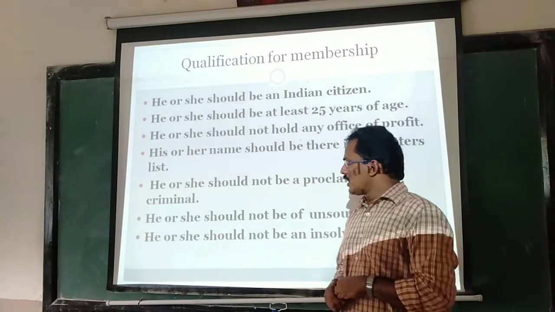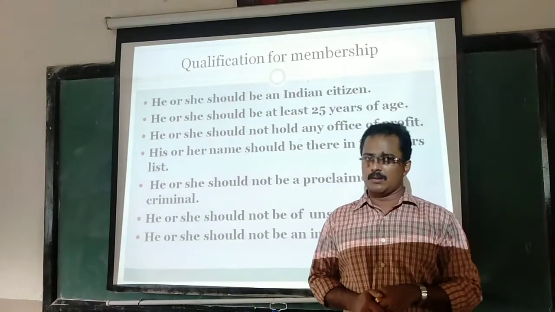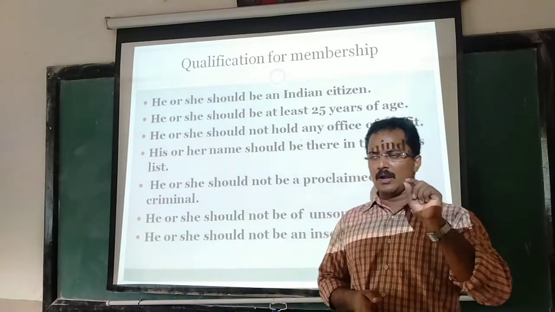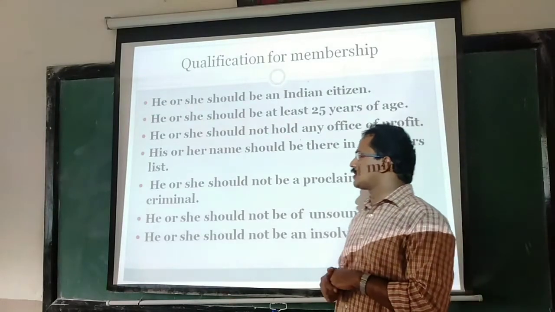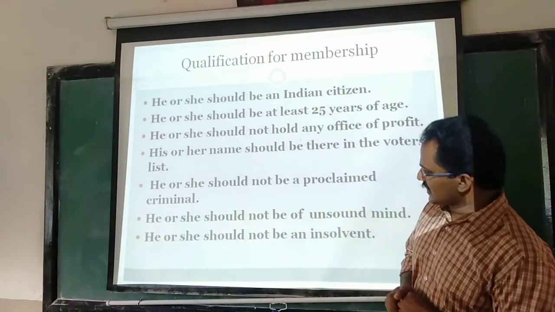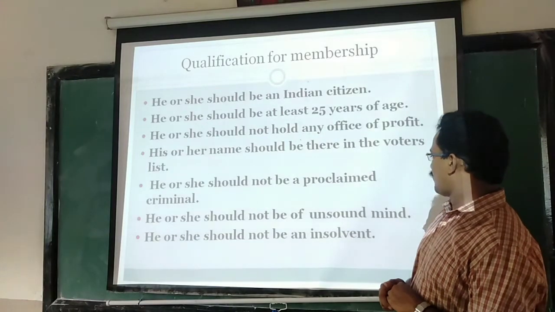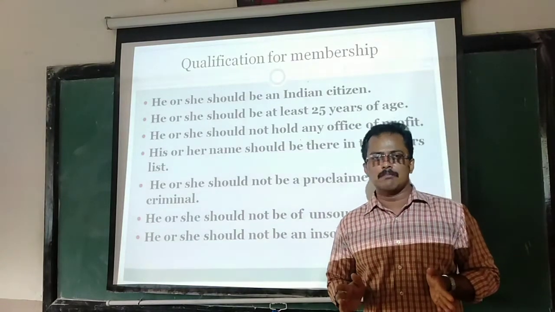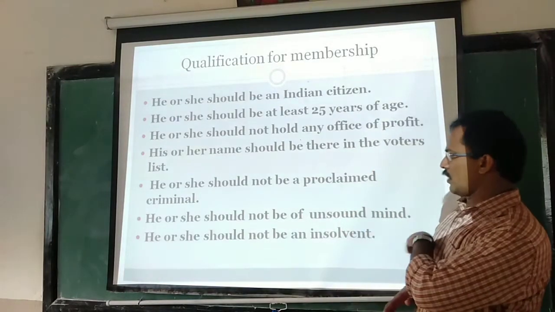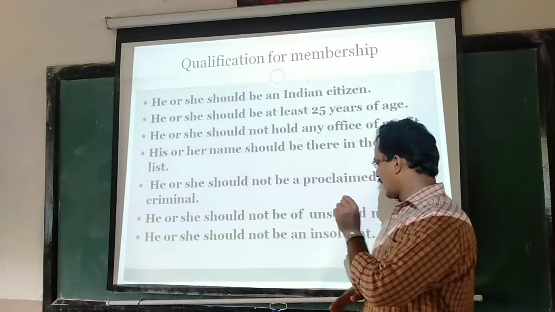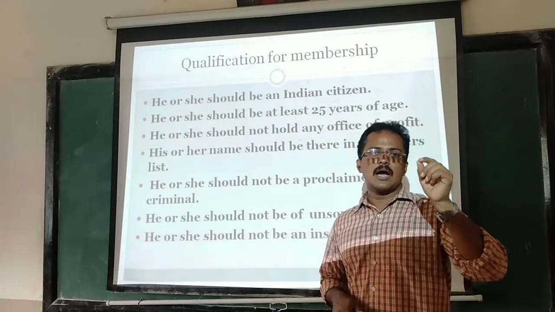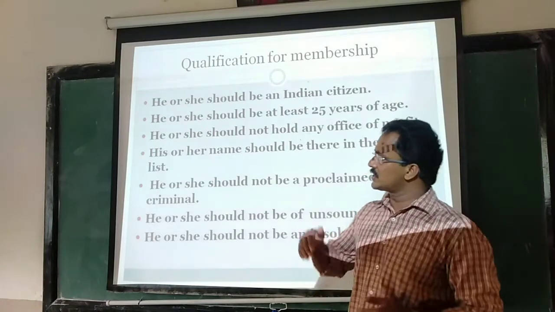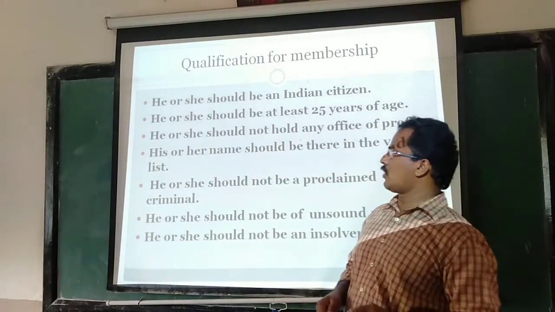The fifth point, he or she should not be a proclaimed criminal. Criminals cannot become members of Lok Sabha. A proclaimed criminal cannot contest for the election to Lok Sabha. Sixth point, he or she should not be of unsound mind. He should have sound mental health. He should not be mad. The last one, seventh qualification, he or she should not be an insolvent. The person should have the capacity to fulfill his financial commitments. These are the 7 qualifications for being a member of Lok Sabha.